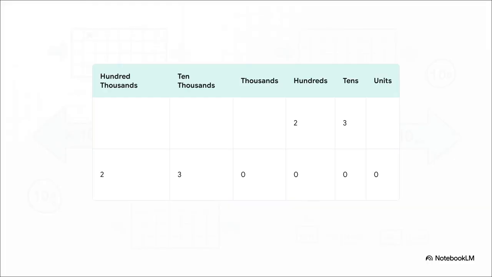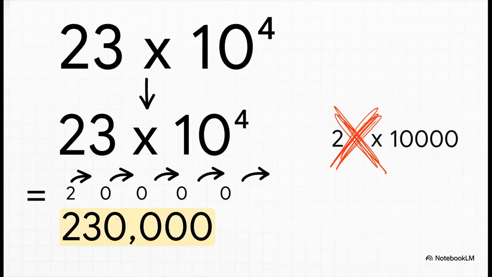Let's see this happen in real time. Say we have the number 23, and we're going to multiply it by 10 to the power of 4. So what's our command? That little 4 tells us to move the digits 4 places to the left. So watch. The 2 jumps over 1, 2, 3, 4 spots. The 3 follows right behind it. And what about those empty spaces? We just fill them with placeholder zeros. And just like that, 23 times 10,000 is 230,000. Did you see that? No complicated multiplication, no need for a calculator, just a simple slide to the left. It's clean, it's fast, and it is seriously powerful.